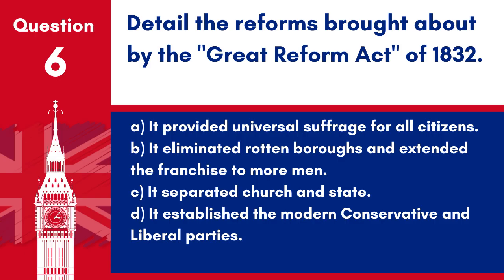Question 6. Detail the reforms brought about by the Great Reform Act of 1832. A. It provided universal suffrage for all citizens. B. It eliminated rotten boroughs and extended the franchise to more men. C. It separated church and state. D. It established the modern Conservative and Liberal parties.